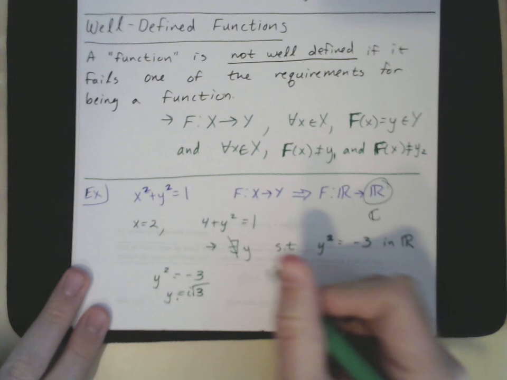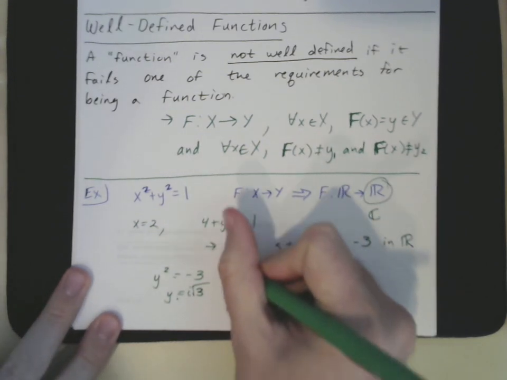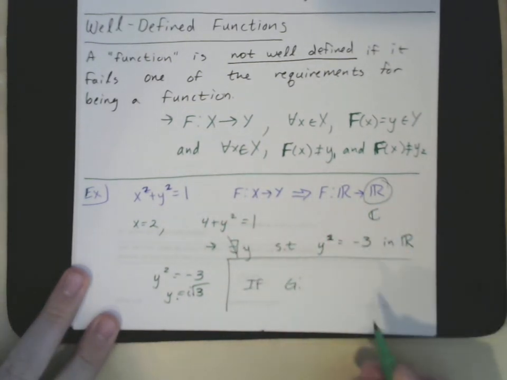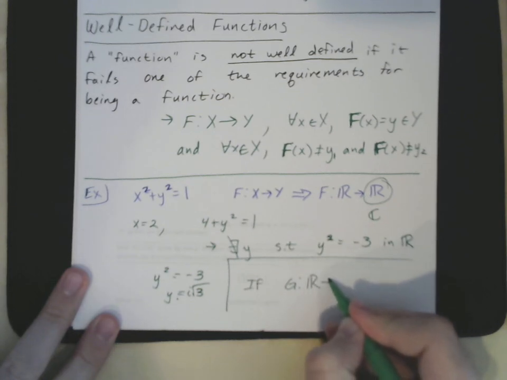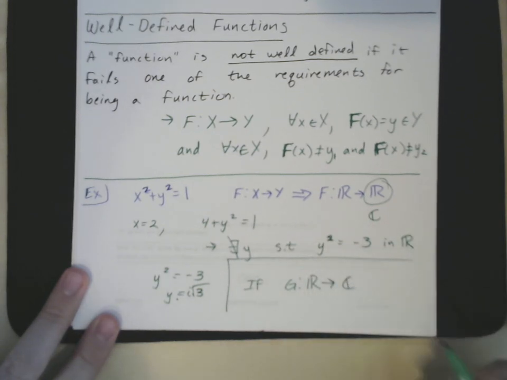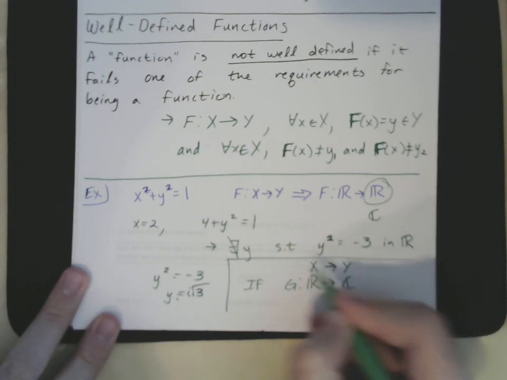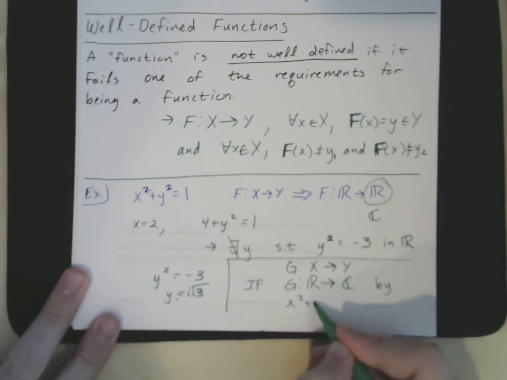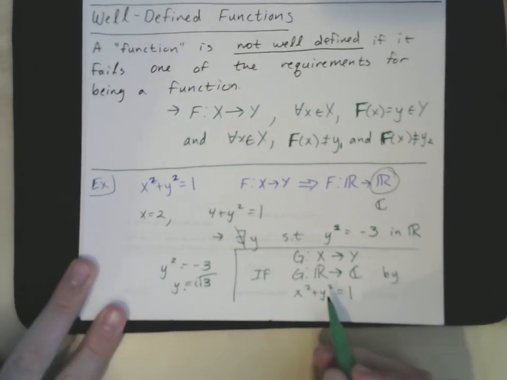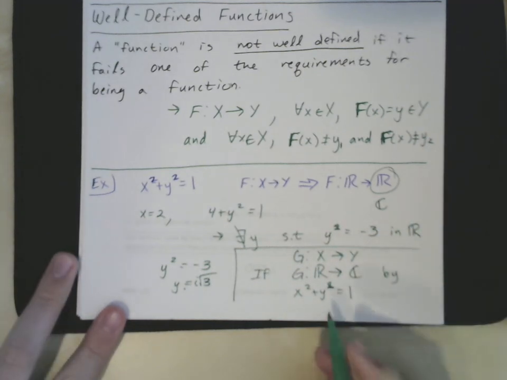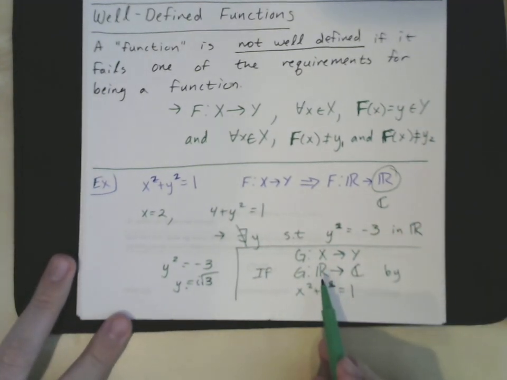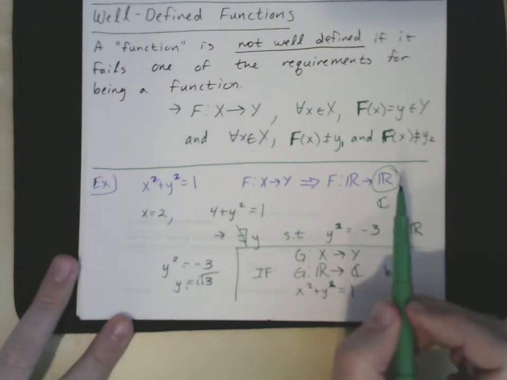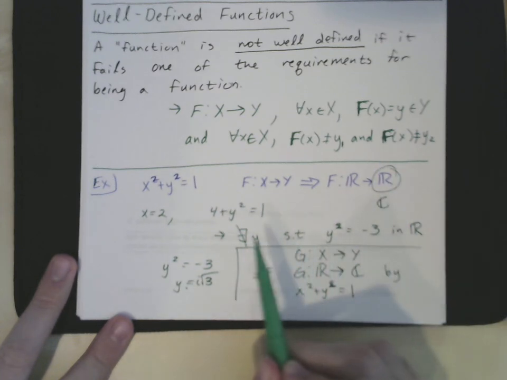So now, if we redefine a new function, we'll call it g, and this maps reals to complex numbers, and this is x to y, by x squared plus y squared equals 1. This g is a well-defined function. You can always find a proper x and a proper y that makes this true because you allow for complex numbers. But when you only allow for real numbers, we know that we have an issue.